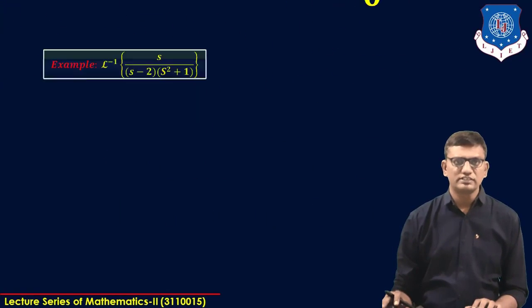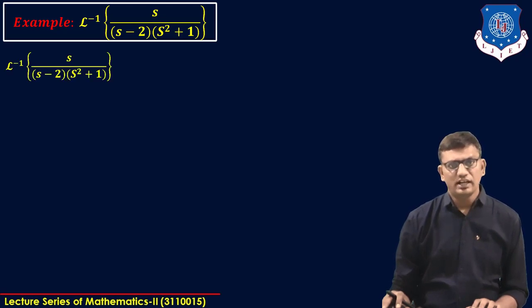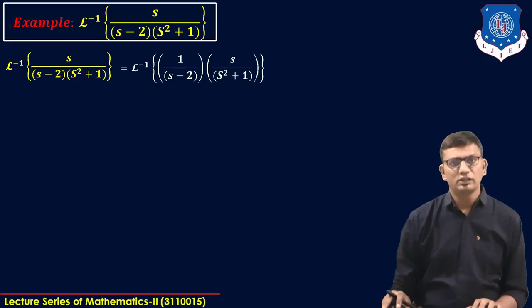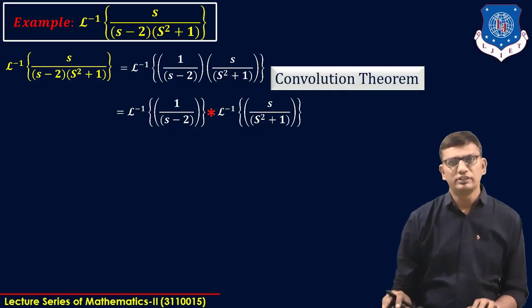Let us see the first example. Inverse Laplace of s upon (s minus 2) into (s square plus 1). We can rewrite this as the inverse Laplace of 1 upon (s minus 2) into s upon (s square plus 1). Now can we write this as a product of these two inverse Laplace transforms? That is actually wrong. Here we have to apply the convolution between these two terms.